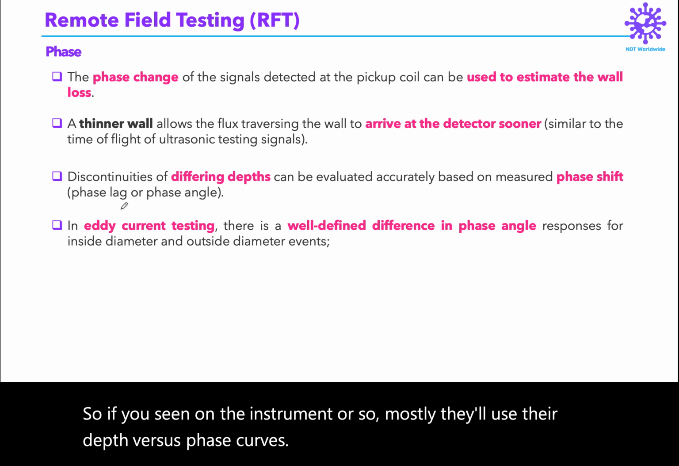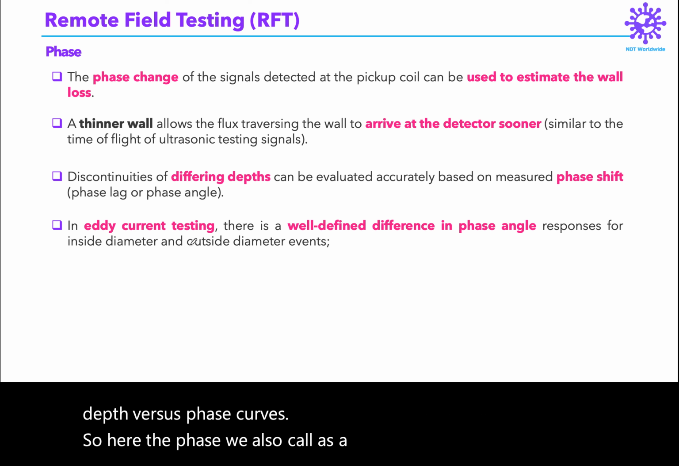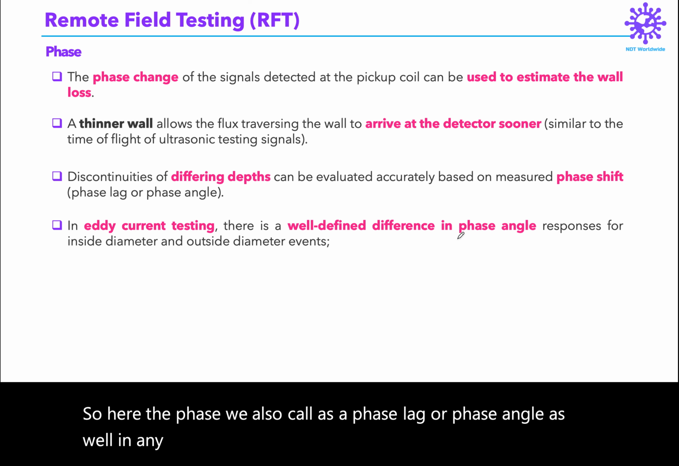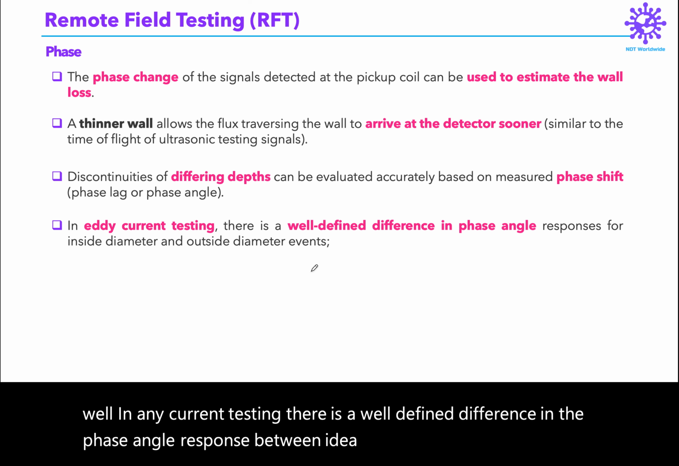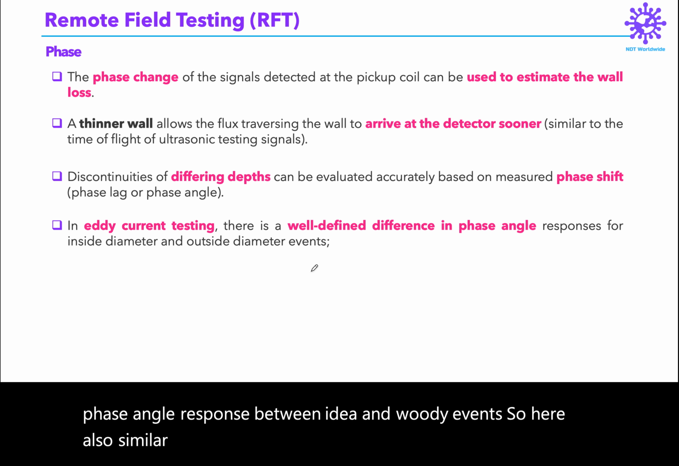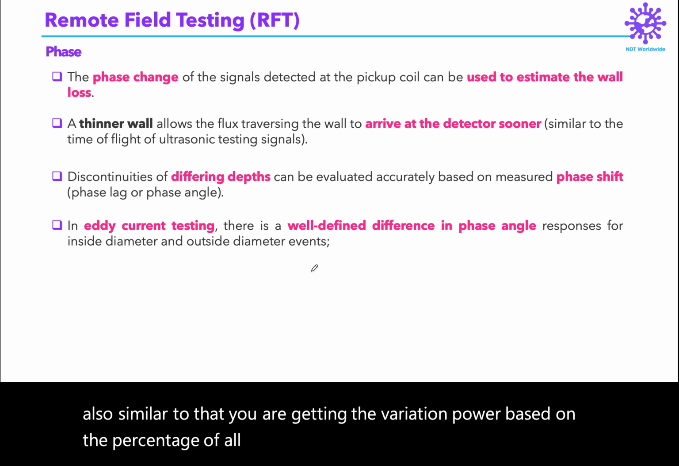So here the phase we also call a phase lag or phase angle. In eddy current testing, there is a well-defined difference in the phase angle response between ID and OD events. So here also, similar to that, based on the percentage of wall loss, you will get a significant variation in the phase angles.